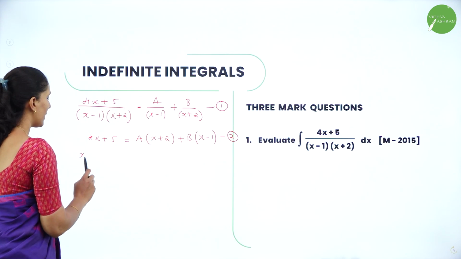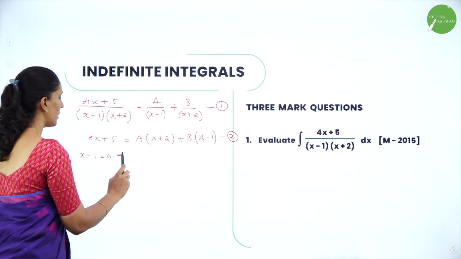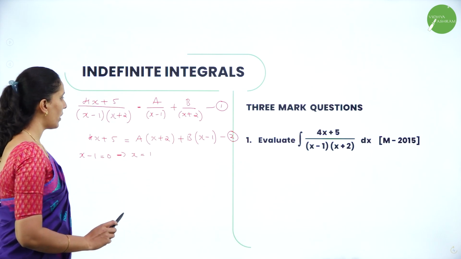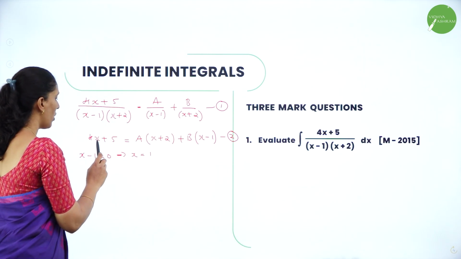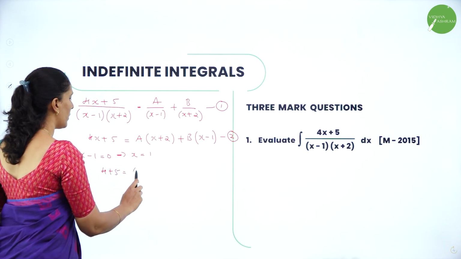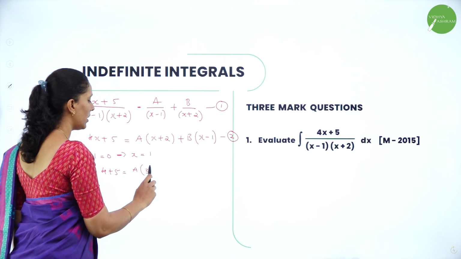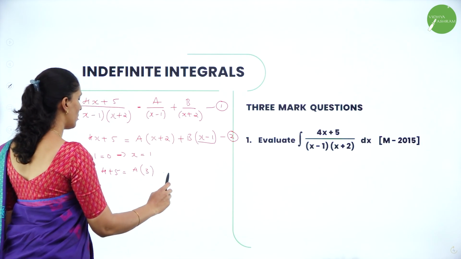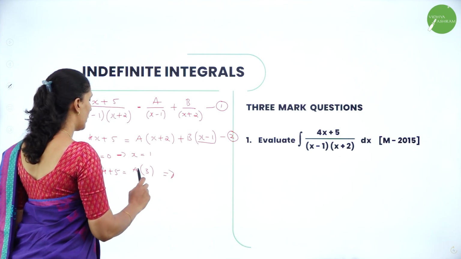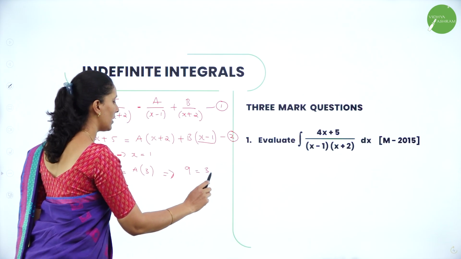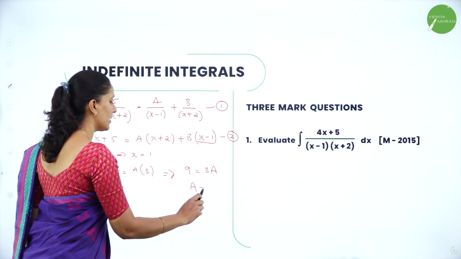Suppose I take x minus 1 is equal to 0, then it implies x is equal to 1. Substitute x is equal to 1, then it becomes 4 plus 5. So a into 1 plus 2 is 3. The b term becomes 0 because we have taken x minus 1 as 0. So this implies here 4 plus 5 is 9. So 9 is equal to 3a, or we can take a is equal to 3.